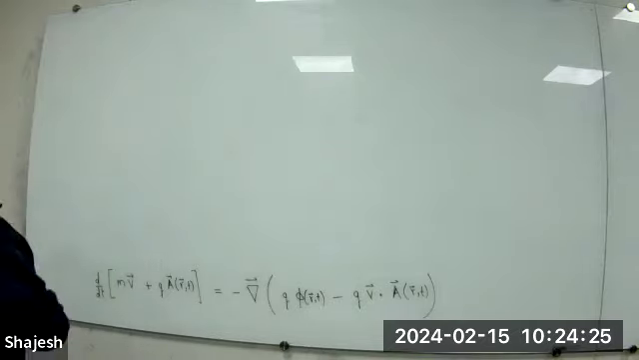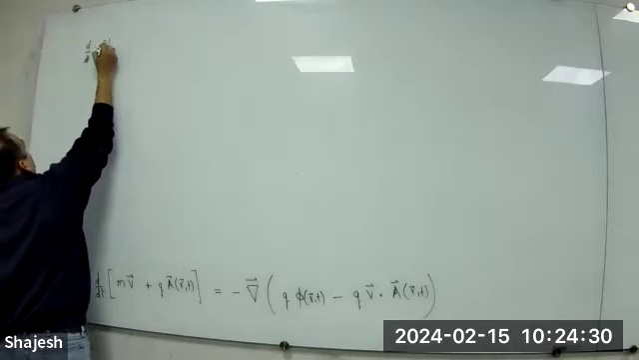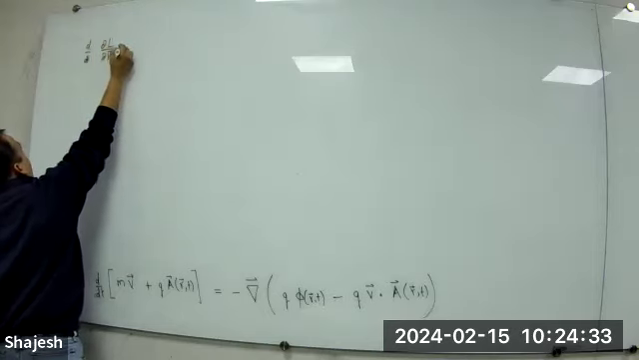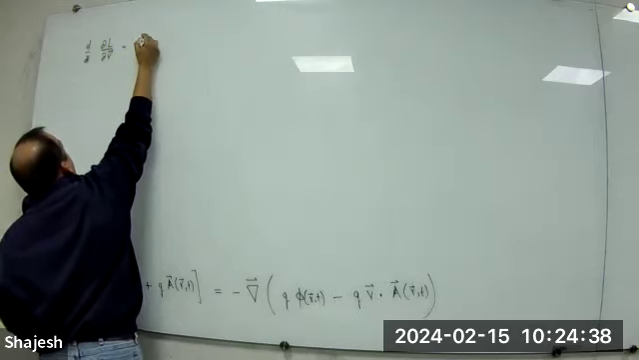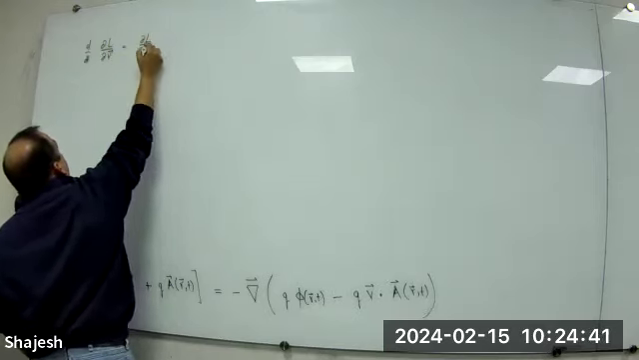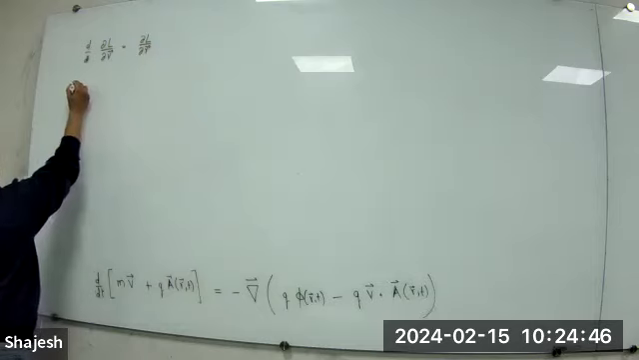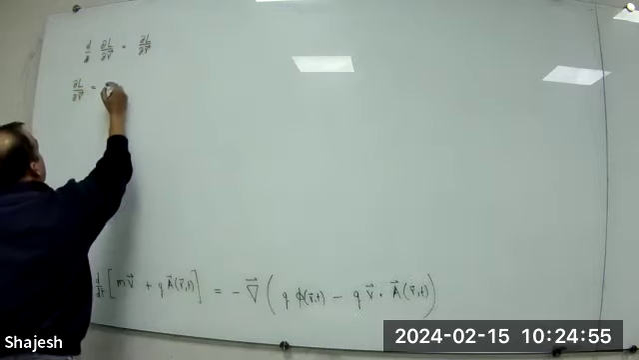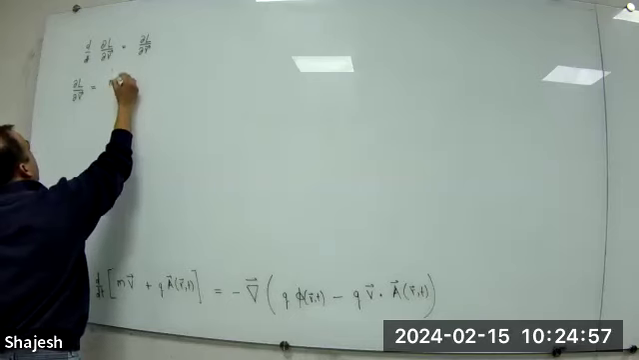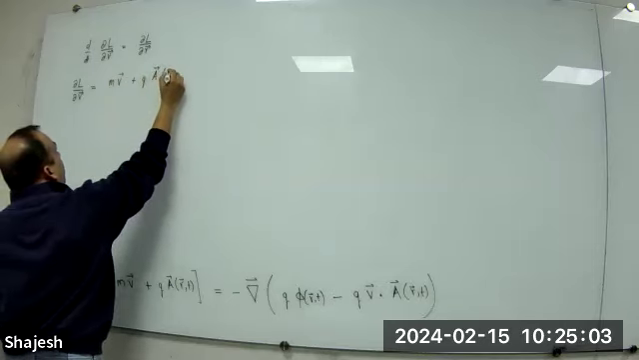Okay. So we want to compare this with d by dt of the canonical momentum, which is the partial derivative of the Lagrangian with respect to velocity, and the gradient with respect to position. Comparing the two, immediately I can see that the partial derivative of the Lagrangian with velocity is mv plus q times the vector potential.